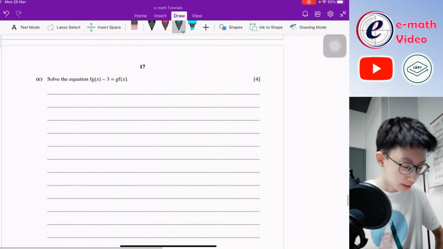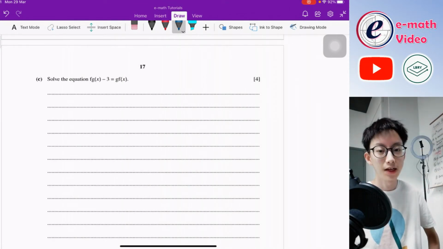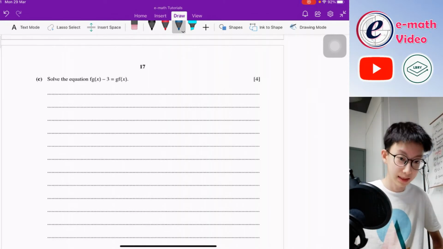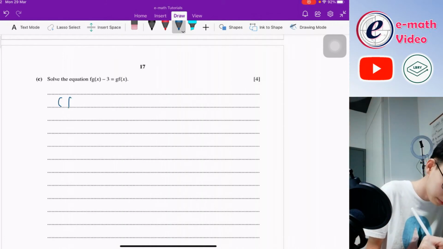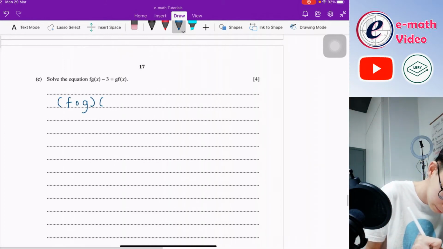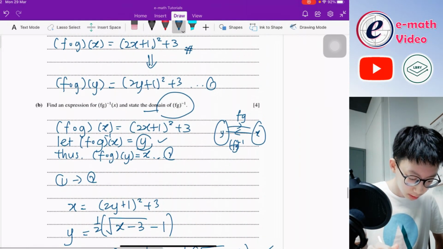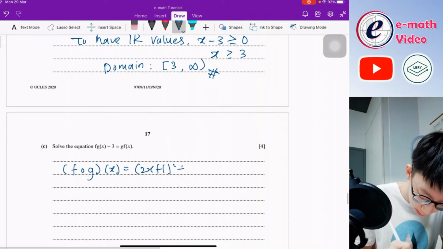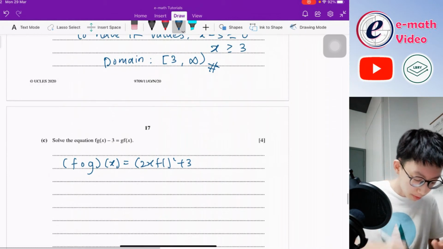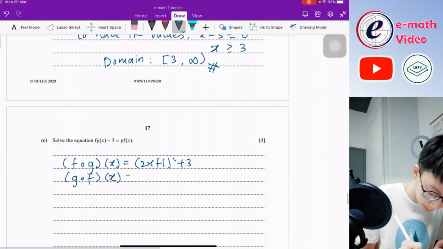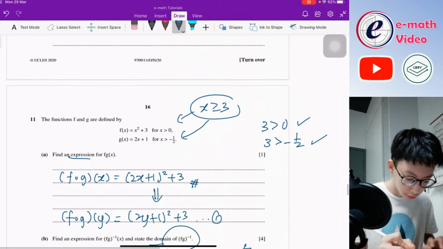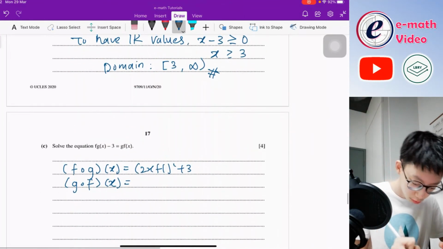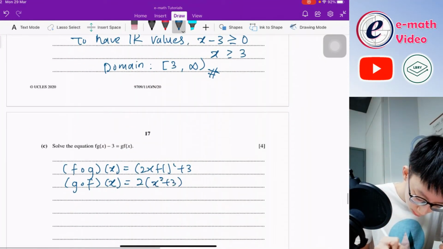Next, C, we have to solve the equation fgx equals gfx. It's a functional equation. We already have our fgx, but we don't have our gfx yet, and you know that they are different. Let me write our fgx here, equals (2x + 1) squared plus 3. Then how about gfx? You put f into g, so it's 2(x squared + 3) plus 1.